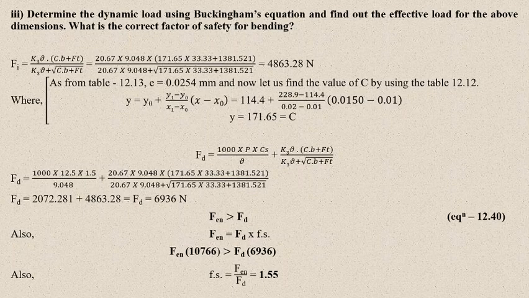For a satisfactory design, the relation is that the beam strength or endurance strength should be greater than the effective load. This shows that the beam strength should be greater than the effective load, and the corresponding factor of safety is 1.55.